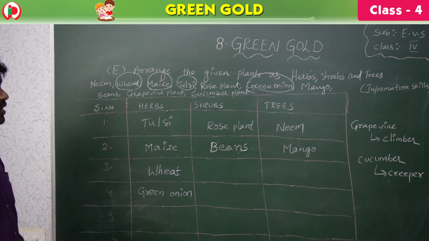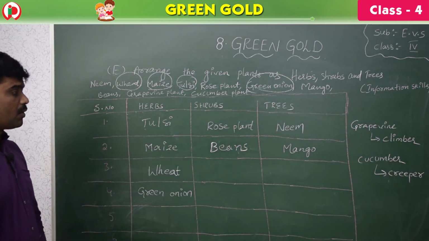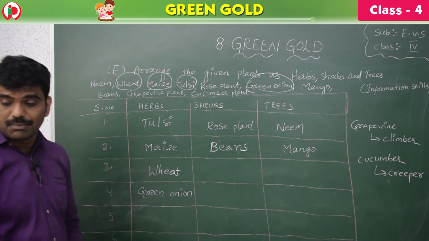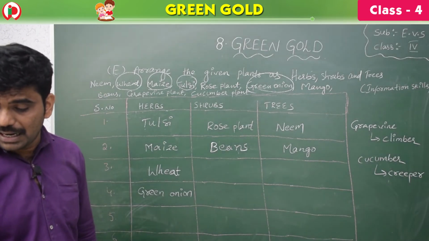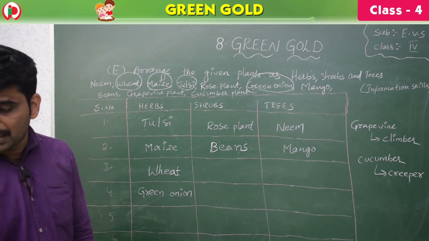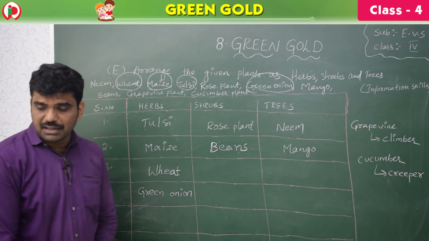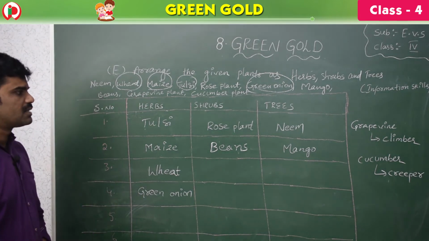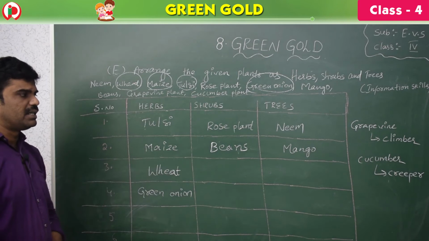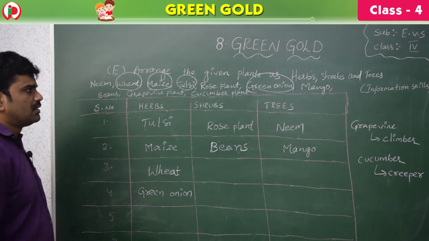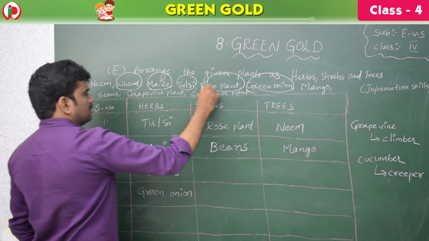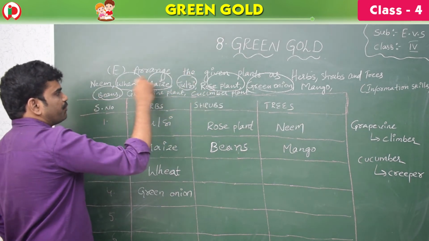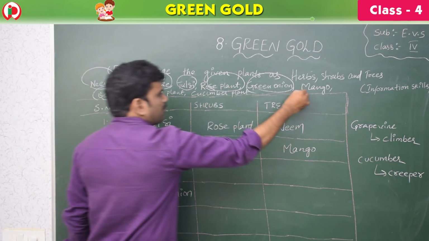Next, coming to the shrubs, here we have rose plant and beans. Okay. So what are the examples, children? Rose plant and beans, they come under the shrubs, children. Next one, trees. Neem is a tree. Mango is also a tree. So rose plant and beans are the shrubs. Next one is neem. Here see, neem and mango are the trees.